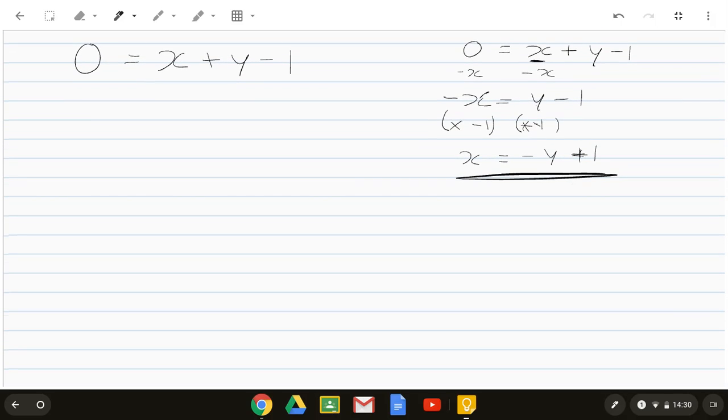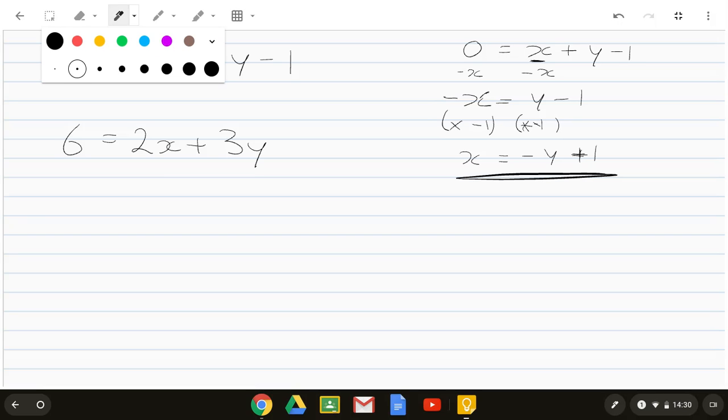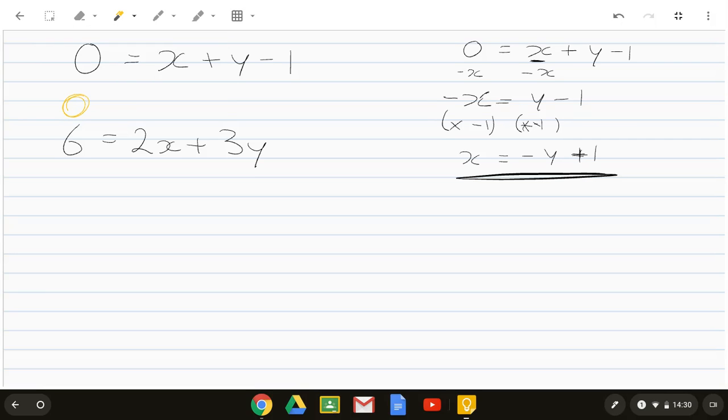Let's just have another go at a little bit more complex equation. 6 equals 2x plus 3y. Now, it wouldn't matter if I had more pronumerals or fewer pronumerals. It depends on what I'm trying to make the subject. So in this case, let's make the subject of our equation 0. Okay, so I want to get a 0 on the left. That's the point of the exercise. So just like we did previously, subtract 6 from both sides.